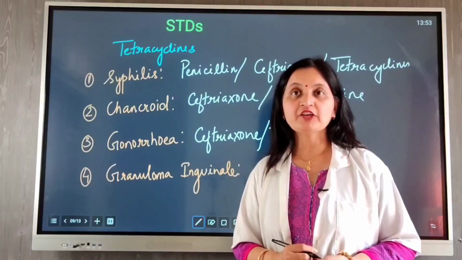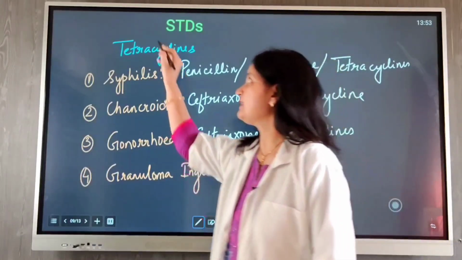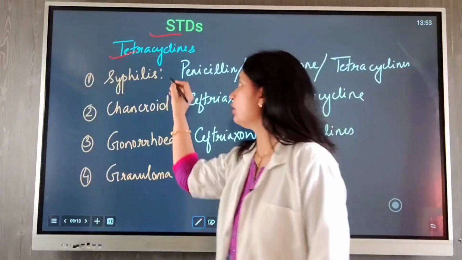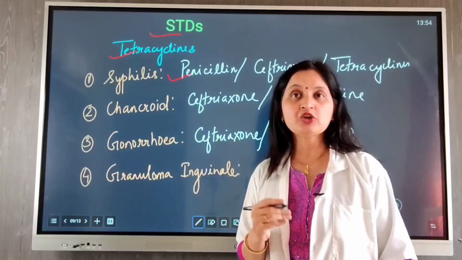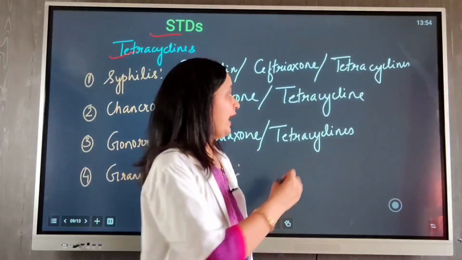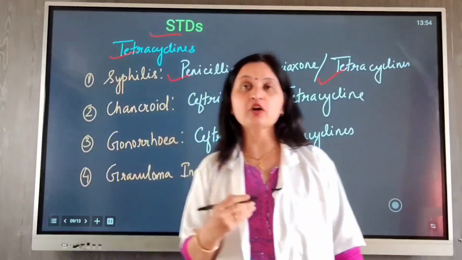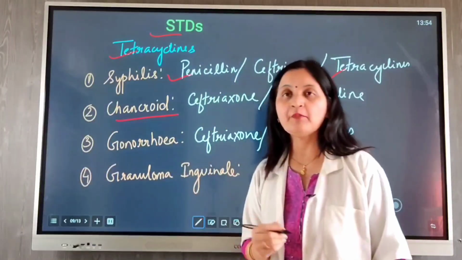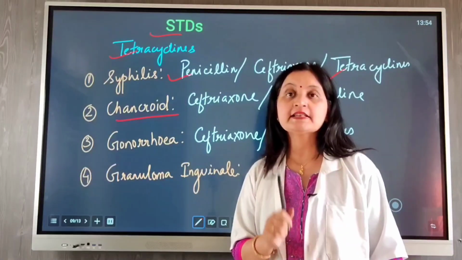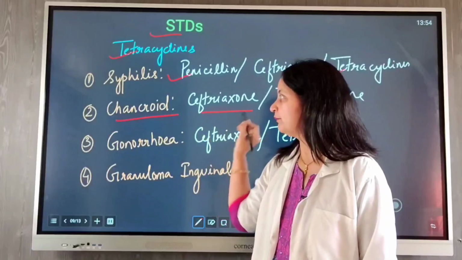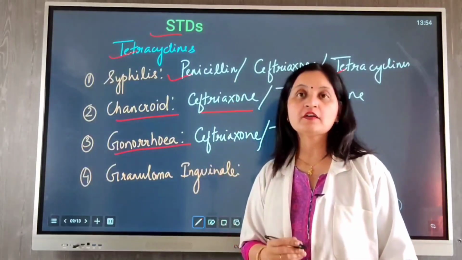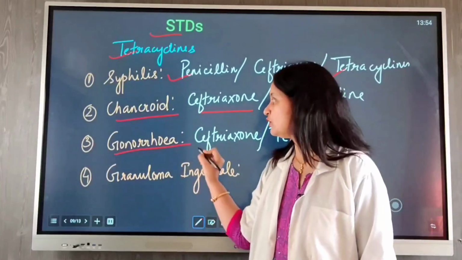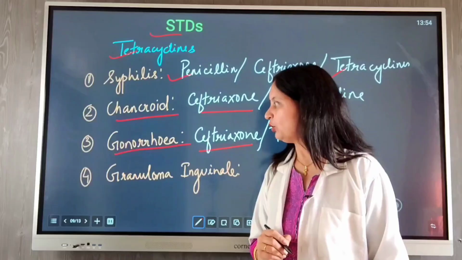So the next category of infections is sexually transmitted diseases, or STDs, where tetracyclines have a role. In the management of syphilis, penicillin is the drug of choice, and ceftriaxone can be used as an alternative to penicillin, and tetracyclines can be used as a second choice drug to ceftriaxone. Now in the management of chancroid, which is caused by Haemophilus ducreyi, tetracycline is the second choice drug to ceftriaxone. In the treatment of gonorrhea, which is caused by Neisseria gonorrhoeae, tetracycline is again a second choice drug to ceftriaxone.